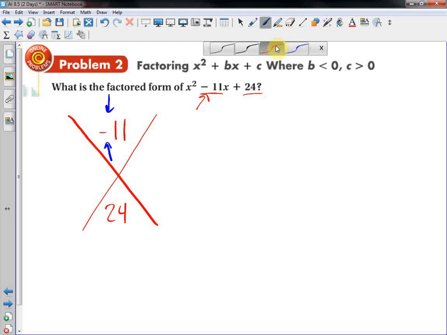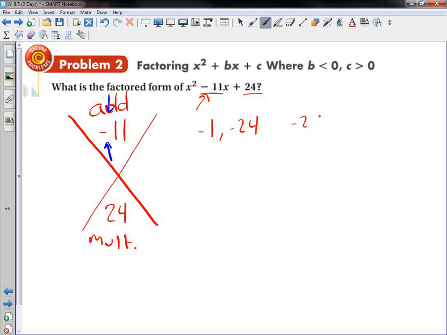Okay, remember we're adding to get the negative 11, we're multiplying to get the 24. Well, let's start thinking about numbers that multiply to get 24. And we need 2 negative numbers, right? So negative 1 and negative 24. If I add those, I get negative 25. So that doesn't work. Negative 2 and negative 12. Negative 2 times negative 12 is 24, but when I add them, I get negative 14. Quite a bit closer, but not quite.